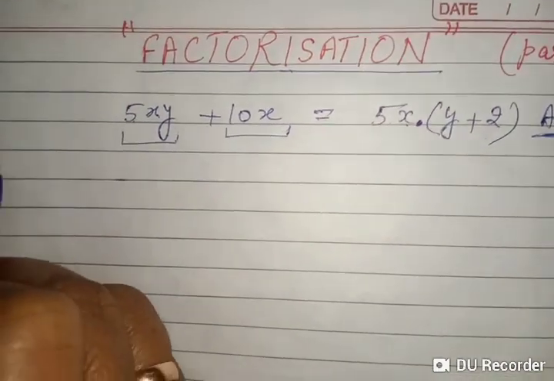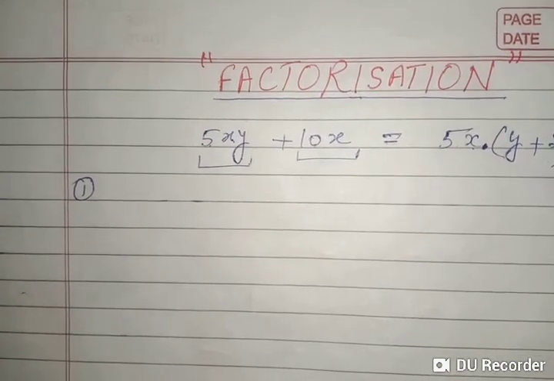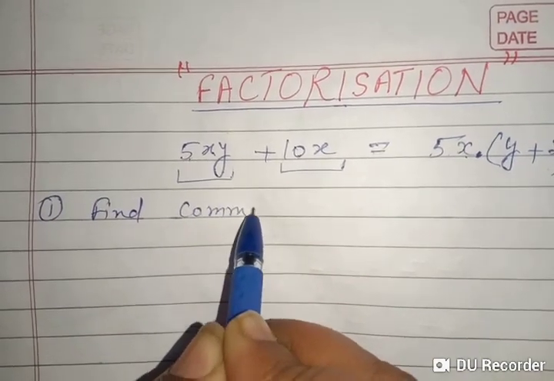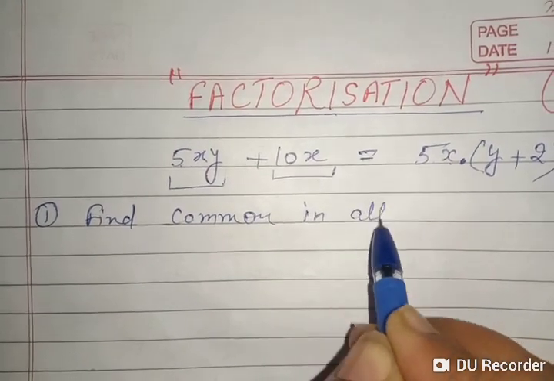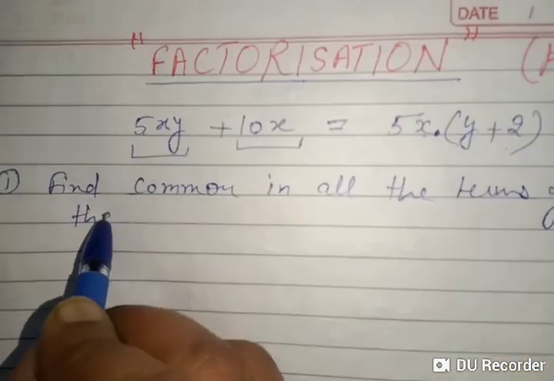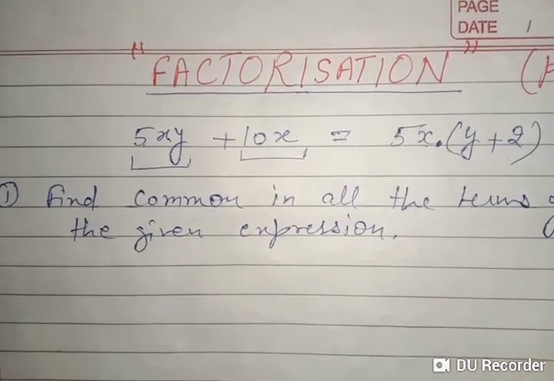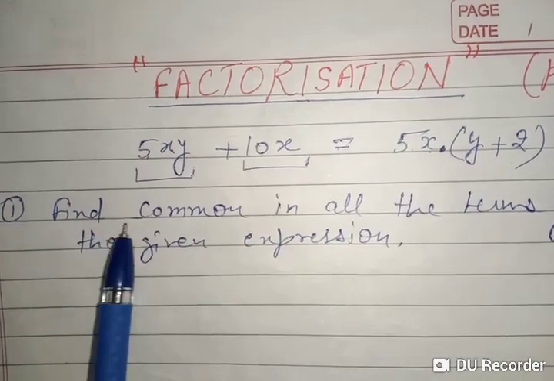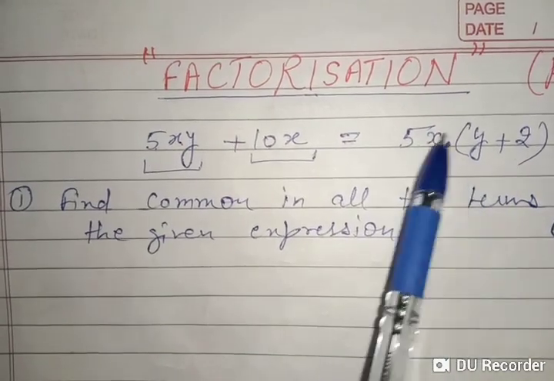Now I want to tell you some important steps that you need to follow whenever you get a question of factorization. The first step is to find common in all the terms of the given expression. You can see in the example that I framed, this is the expression given to you, and the first step we did was to find common. What was common? 5x was common, so we factorized it easily.